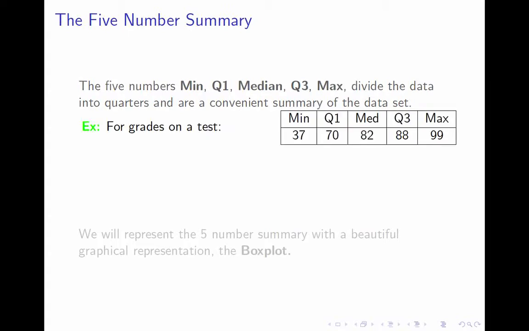What do I mean? Well, suppose I handed back a test, you got, say, a 90 on it, you want to know how you did. If that's the best score in the class, you're a lot happier than if 2/3 of the class got better than a 90. So I could give you the five-number summary. I could tell you that the lowest grade in the class was 37, the 25th percentile was 70, the median grade was 82, and the 75th percentile was 88, and finally the maximum was 99.